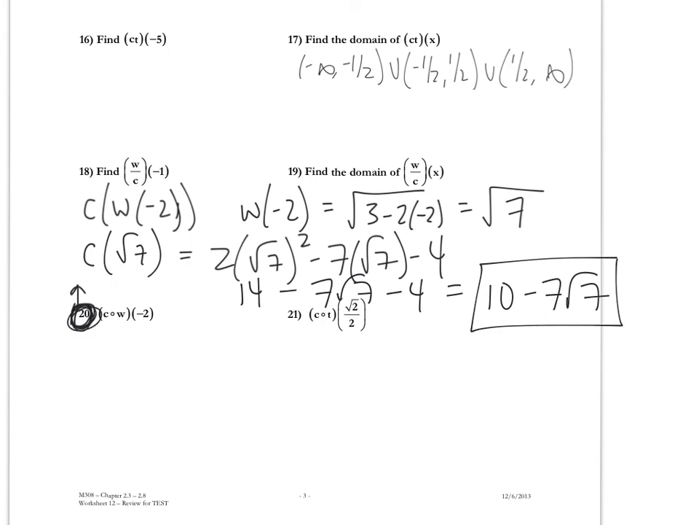Sorry, I wrote kind of big there. But that's how you do that one. That's what that little O symbol means. And sometimes it's just an X that they give you. In that case, you don't have to plug in any numbers. You're just taking the entire equation and plugging it into the other one.